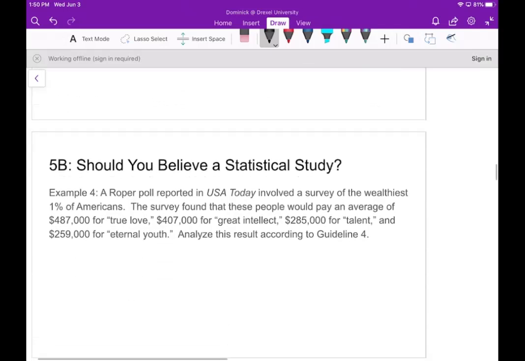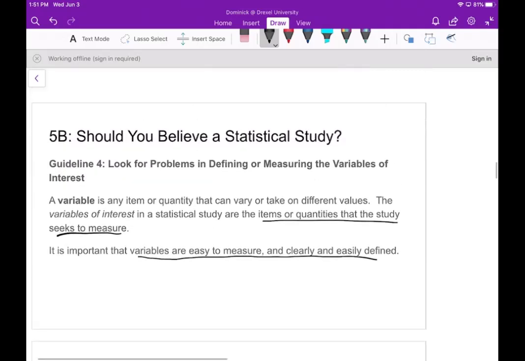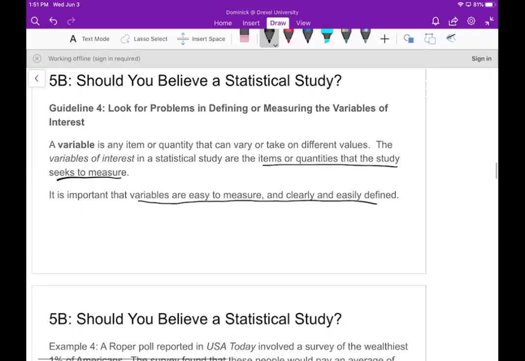So in example 4, we have that a Roper poll reported in USA Today involved a survey of the wealthiest 1% of Americans, right? So the survey found that these people would pay an average of $487,000 for true love, $407,000 for great intellect, $285,000 for talent, and $259,000 for eternal youth, right? Now, according to guideline 4, look for problems in defining or measuring the variables of interest.